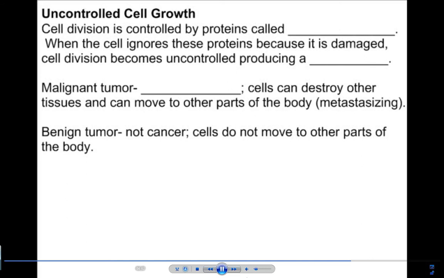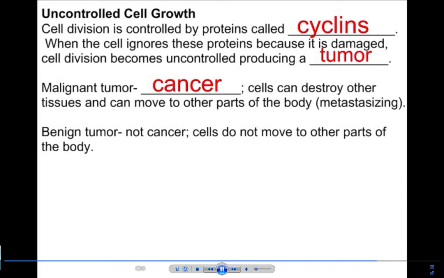So normally cell division is controlled by these proteins called cyclins. Now, these proteins may be ignored by the cell if it has a mutation or has been damaged in any way. And what happens is the cell will kind of go fast forward into mitosis, and it'll divide and divide and divide and form a tumor, right? A mass of cells.